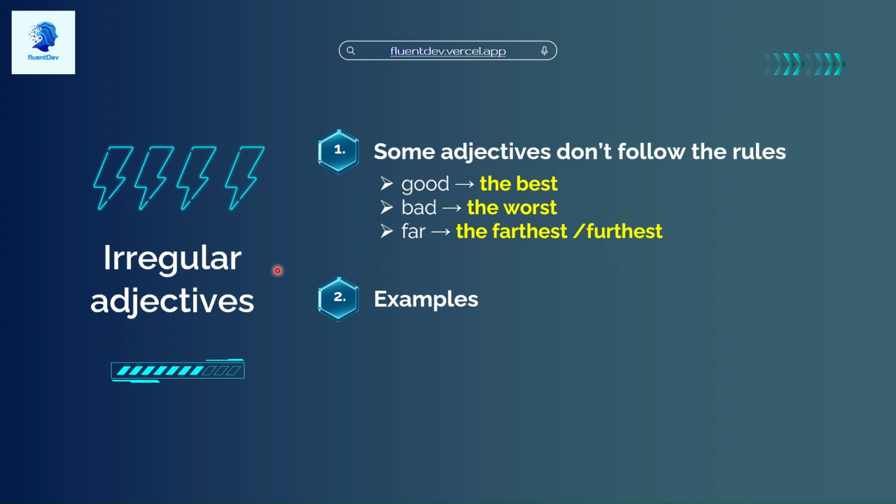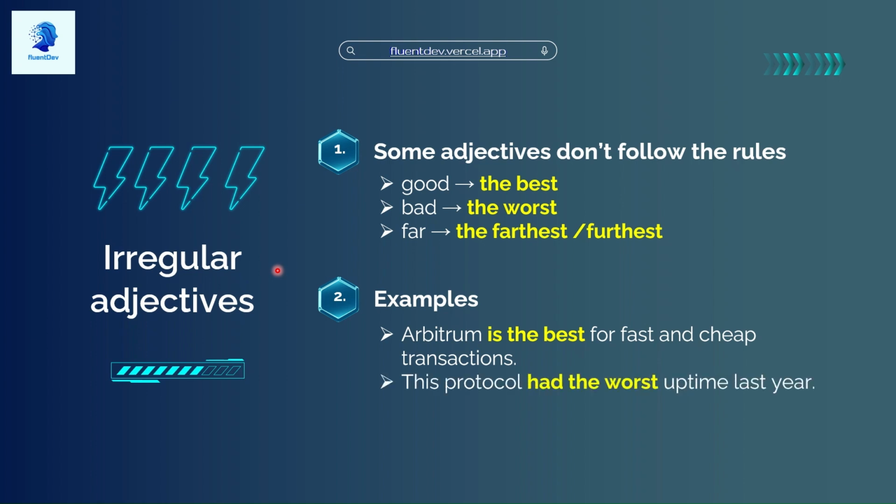Let's take a look at some examples here. So we might say Arbitrum is the best for fast and cheap transactions. This protocol had the worst uptime last year, so maybe in this case we are comparing three or more protocols, and we want to know about their uptime. Which protocol had the worst, and we can say it. And this node is the farthest from the server. Good.